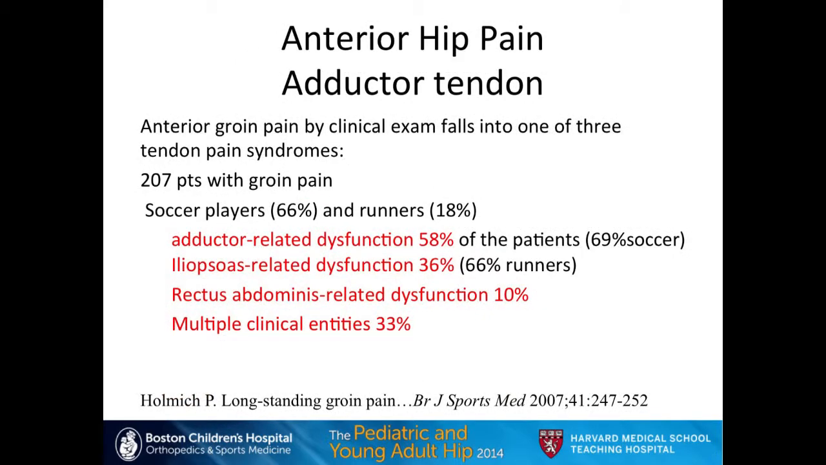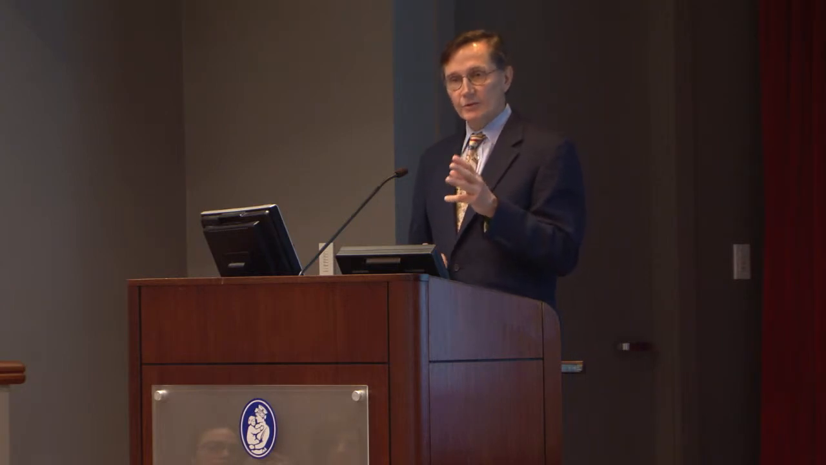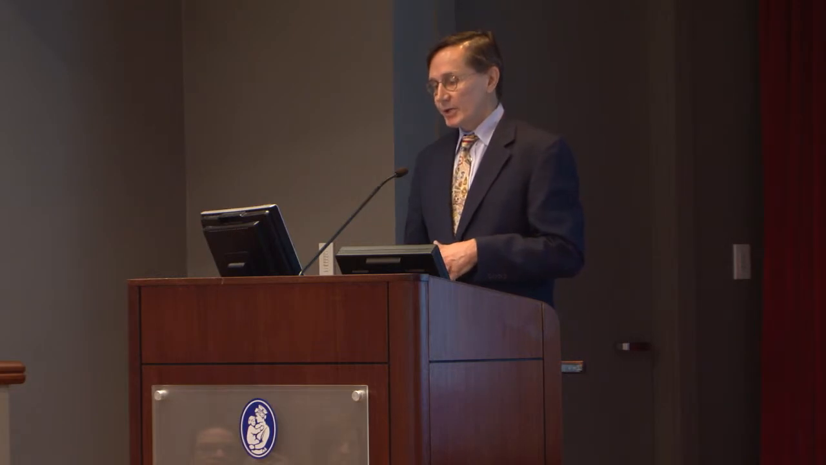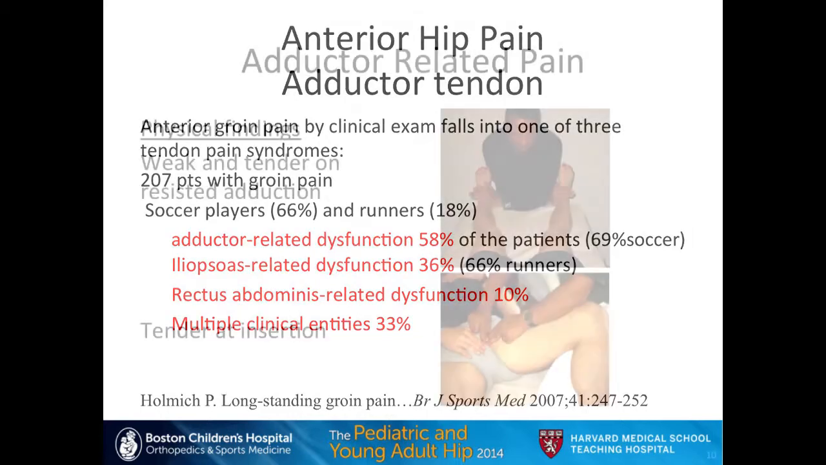If you look at Per Holmich, who's probably one of the world's experts in the area of groin adductor pain, they've done a number of studies looking at athletes, and of course it's somewhat dependent on what type of athletes come into your clinic, but in a fairly large study, what they showed was that of the three muscles that they see most involved, the adductor was the most common at about 58%, the psoas was the next most involved, and then the rectus abdominis is involved at least 10% of the time, with about 33%, or a third of the athletes, having multiple muscles involved at the same time.